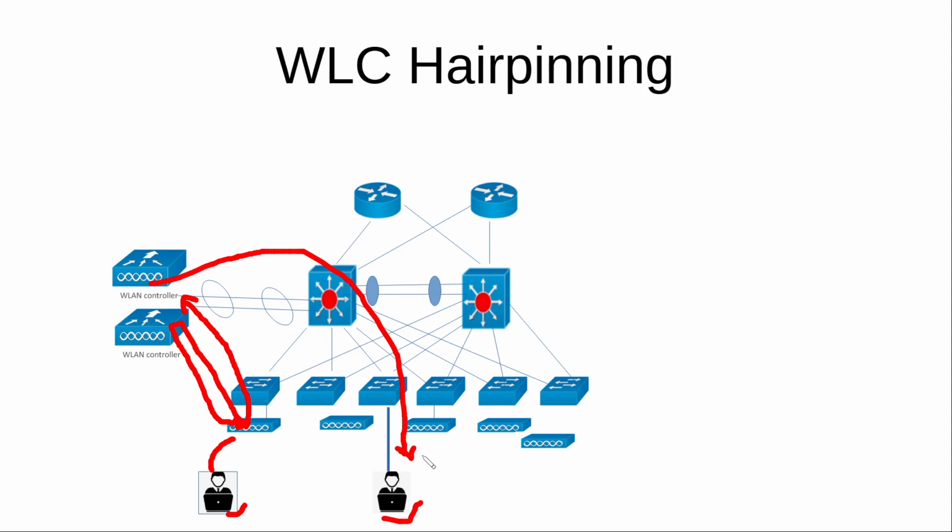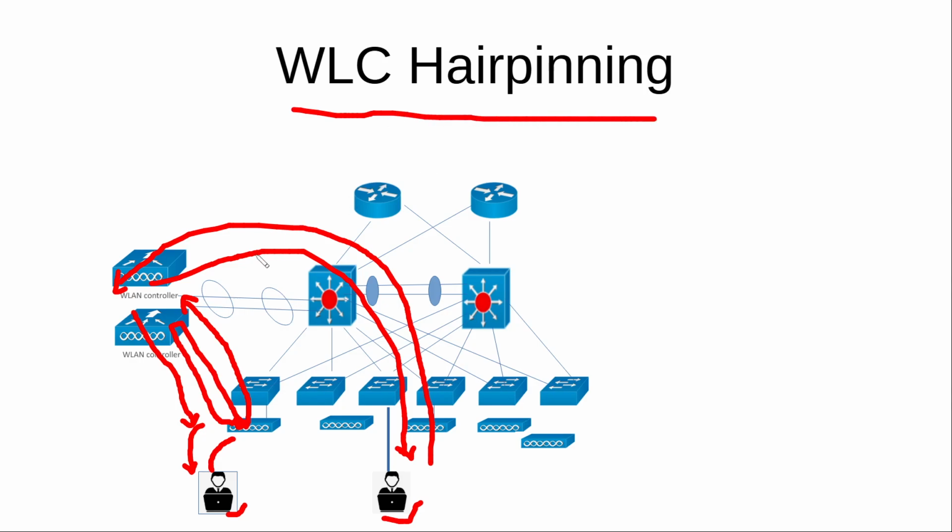Then the traffic coming in the opposite direction will go through the wired network. It will have to reach the wireless LAN controller. Then it will be moved through the CAPWAP tunnel in order to reach the wireless user. This way of moving traffic with traditional networks is known as wireless LAN controller traffic hairpinning, and it has the disadvantage that all the wireless traffic has to go through the wireless LAN controller.